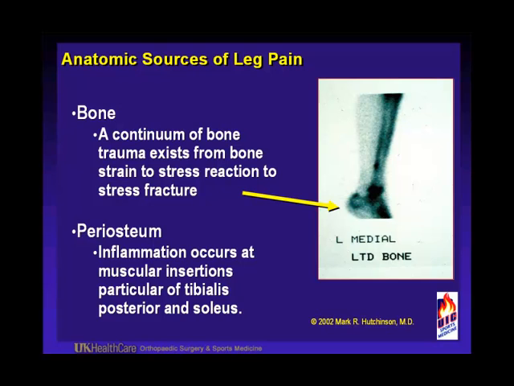The anterior cortex, the dreaded black line of the tibia, will not heal, and oftentimes will require surgical intervention or change in the elite level of playing basketball. The periosteum can also be inflamed at muscular insertions, particularly of the tibialis posterior or the soleus. So you can have inflammatory tendon issues or overuse strains of the tendons about the calf causing pain.